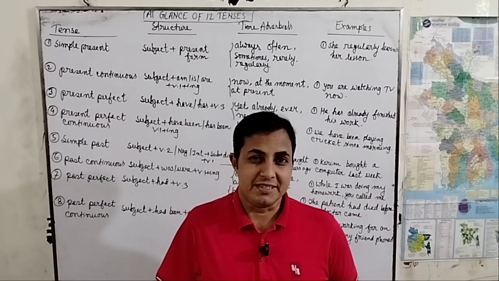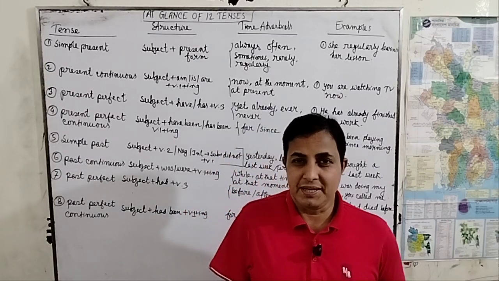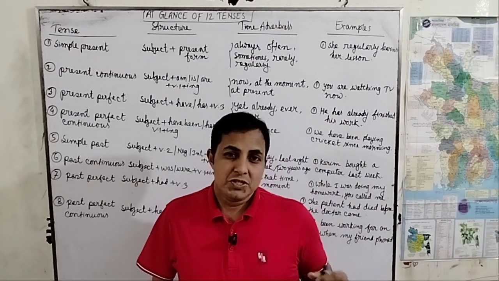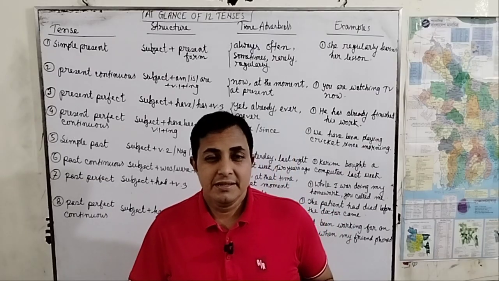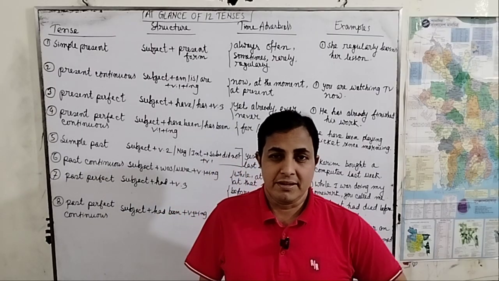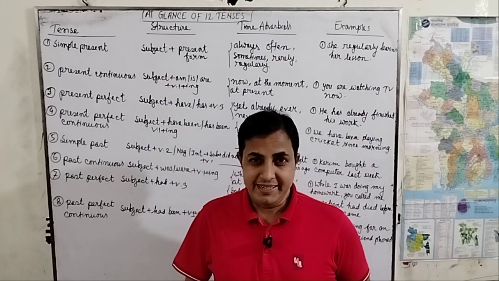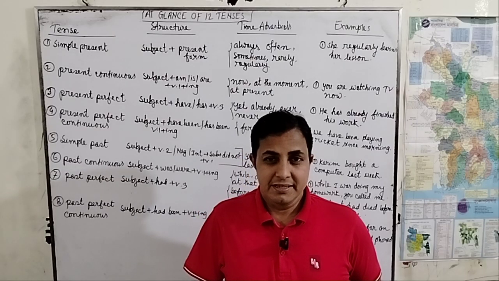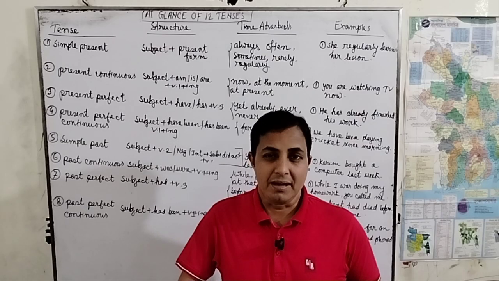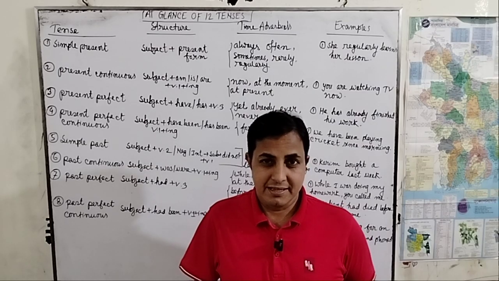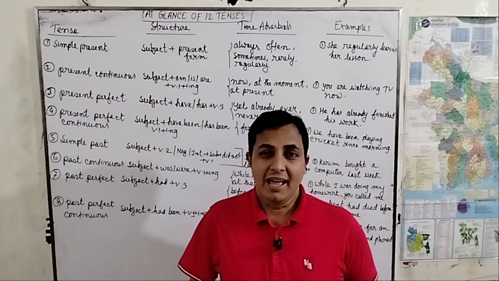Welcome to my presentation. Dear learners, today I am going to show you, at a glance, the 12 tenses. That means there are 12 tenses in the English language. Mainly there are three parts: present tense, past tense, and future tense. Every tense has some subsections.